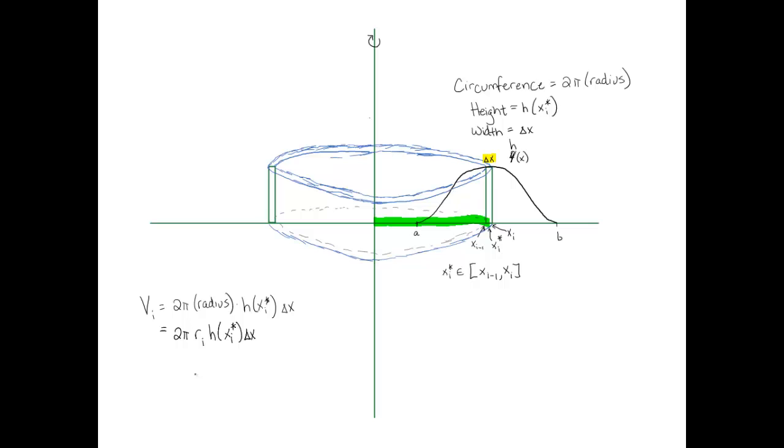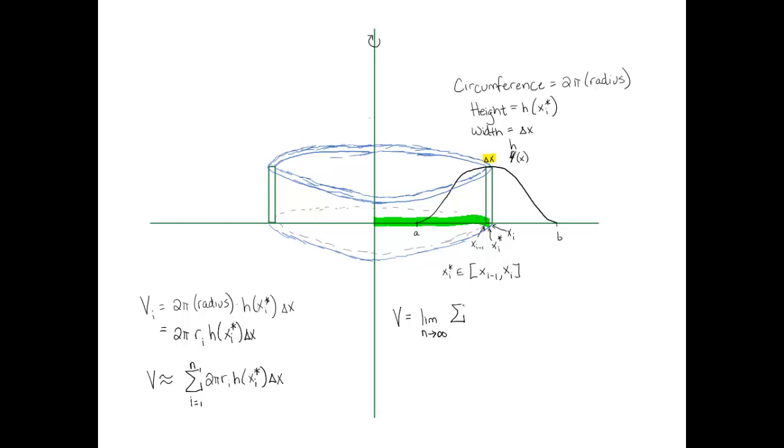And now to find the total volume, I'm going to roughly sum up a bunch of these, from i equals 1 to n. So I take n rings here and stack them, and each of them has a volume, 2 pi r sub i, h of x sub i star delta x. This is the Riemann sum, and it's just saying 2 pi r, circumference, times height times width, so that's the volume. And of course, if you take the limit as n goes to infinity, the true volume is just equal to that limit, if that limit exists, of that horribleness.